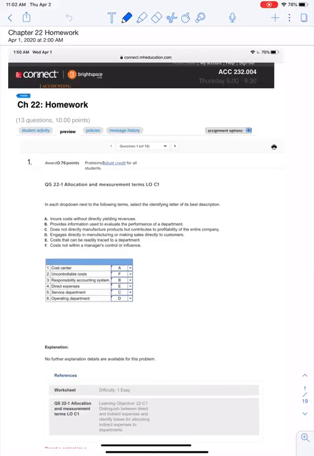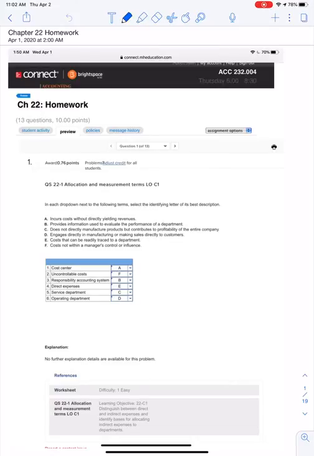All right, so today what we're going to look at is the Chapter 22 homework that I assigned through McGraw-Hill for managerial accounting. And what this chapter really focuses on is what we call performance measurement and responsibility accounting. So in this chapter, we're going to look at things like cost centers, profit centers, investment centers.